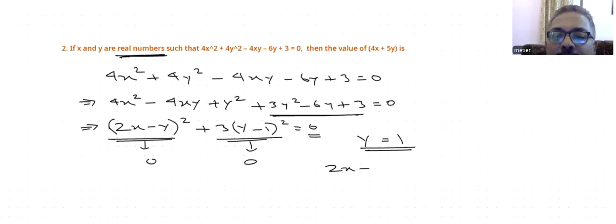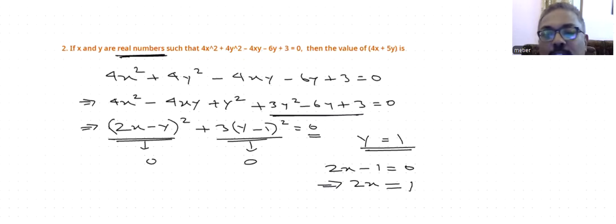2x minus 1, it is 0. So what value are we getting? 2x equals to 1. Now there is no need to simplify for x equal to half, because this is a theta question, so obviously your answer will be an integer. So obviously we got y is 1, not an issue. But 4x obviously should give you an integer.